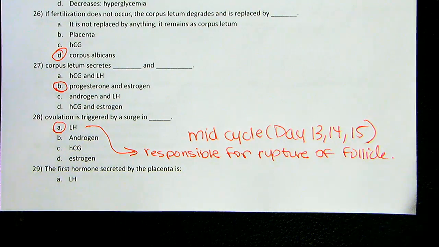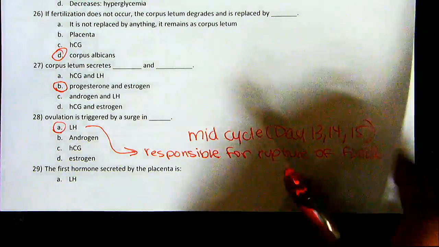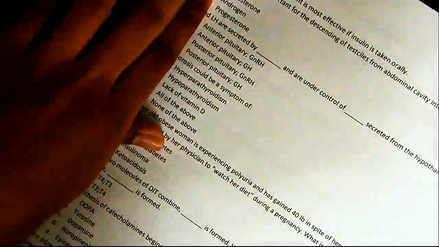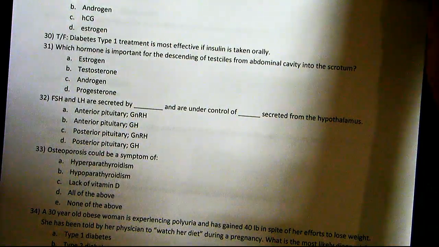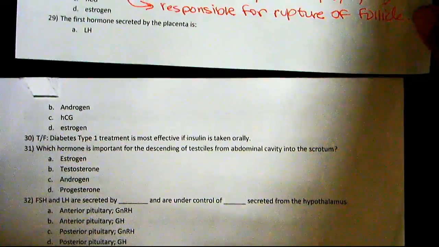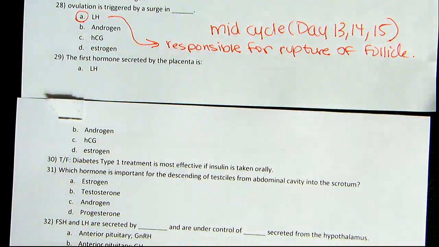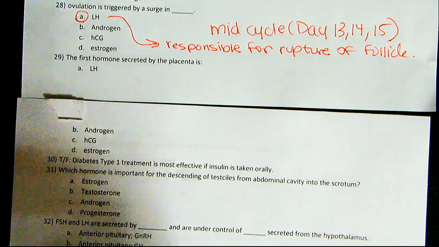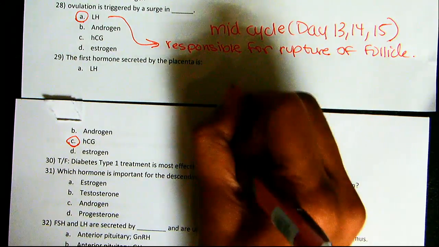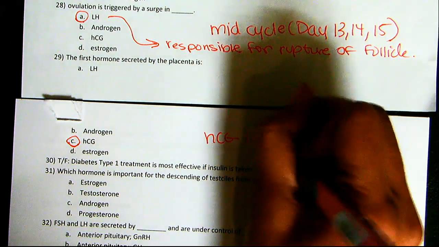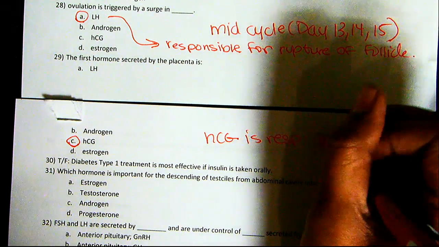29. The first hormone secreted by the placenta is what? Yes, it's HCG. And then HCG is responsible for maintaining the corpus luteum.